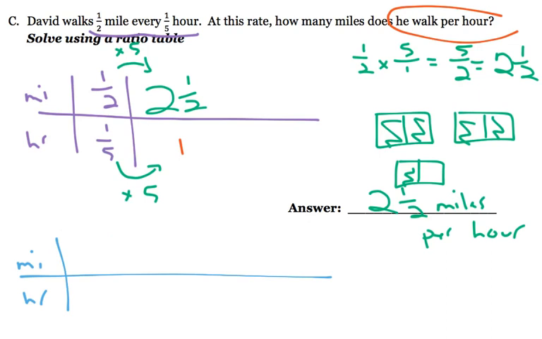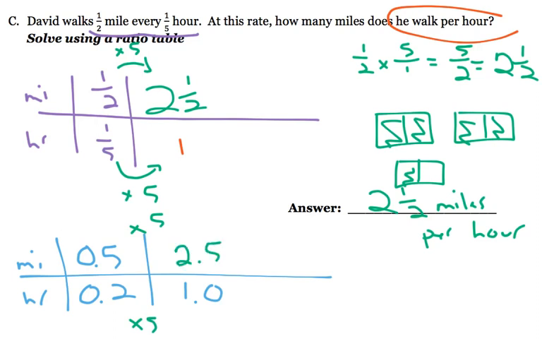You could have also said to yourself, you know what, I don't like fractions, let's do this with decimals. So instead of 1/2, you could have put 0.5. Instead of 1/5, you could have put 0.2. And then you're just trying to get to 1 whole. And again, you'd still multiply by 5, and you'd end up getting 2.5 miles per hour.